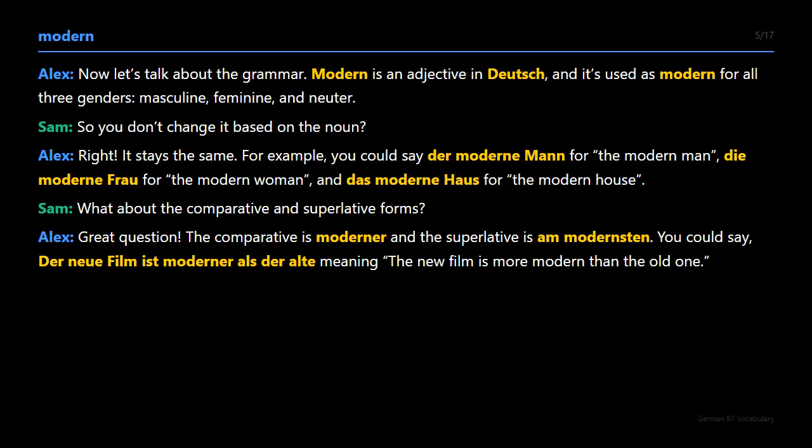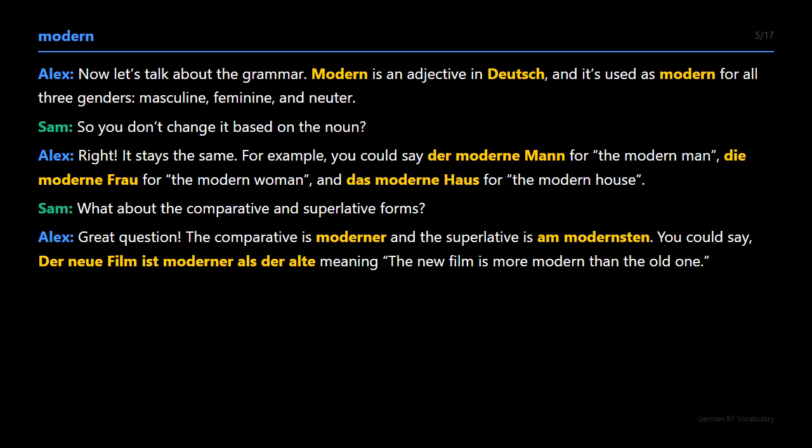For example, you could say, der moderne Mann, for the modern man, die moderne Frau, for the modern woman, and das moderne Haus, for the modern house. What about the comparative and superlative forms?